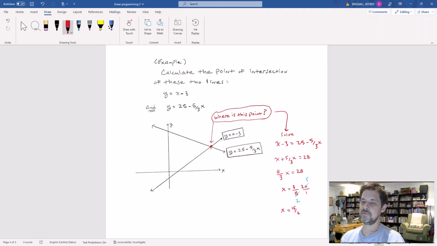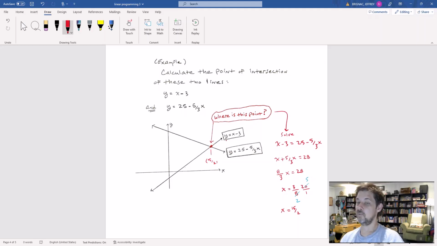So that point right there has an x coordinate, I'm solving for x initially as I set this up, of 15 over 2, but it also has a y coordinate. So what I'm saying is, to get to that point where these two lines cross, the x coordinate is 15 over 2, meaning you go right 15 over 2, which is 7.5. But how far do you go up? That would be the y coordinate.